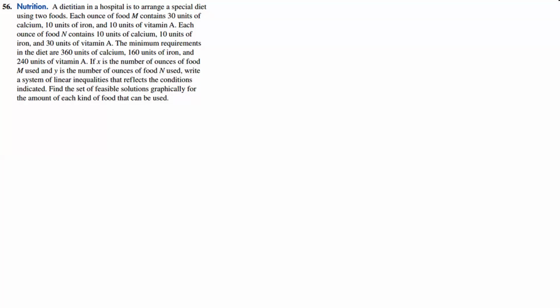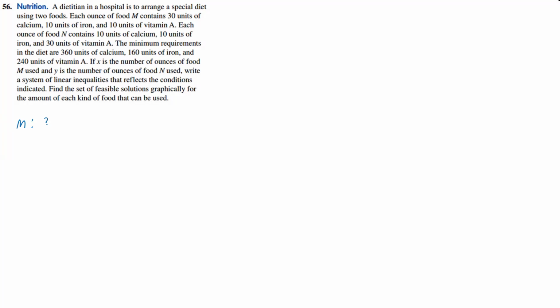Now, if X is the number of ounces of food M that's used, and Y is N, what we want to do is find a system of linear inequalities that reflects the conditions indicated, and then find the set of feasible solutions graphically for the amount of food that can be used. All right, so for M, here we go.